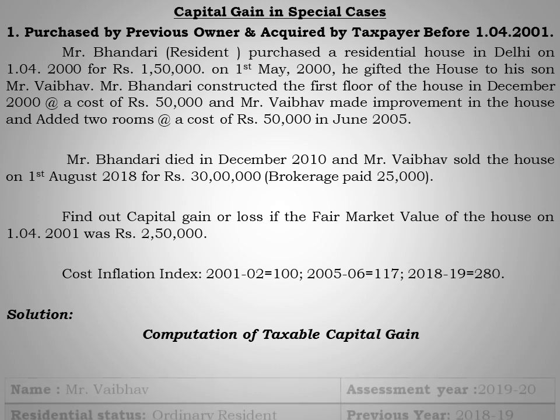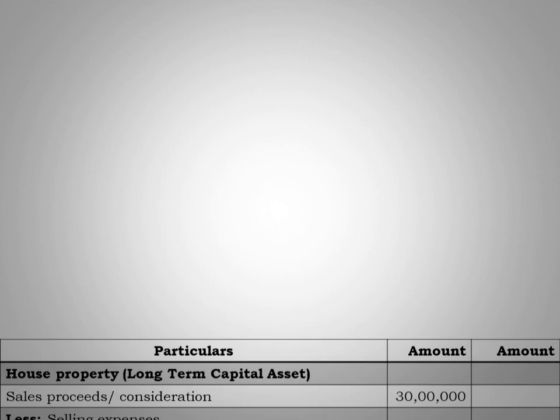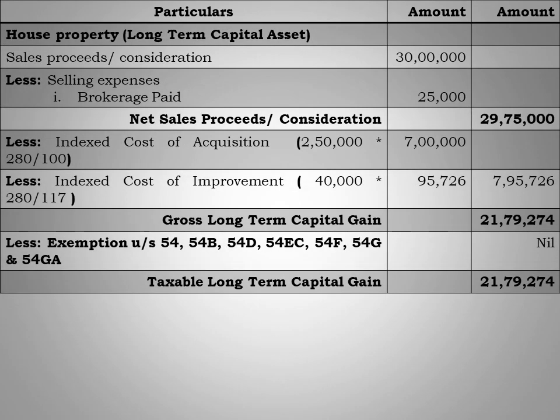So the basic information we have to provide: name of the assessee, that is Mr. Vaibhav, and his residential status is ordinary resident, and for us the assessment year is 2019-20 and the previous year is 2018-19. Okay, let us go with the solution. So here comes the solution part. Here the asset is considered a long term capital asset. Why? Because the holding period is more than 24 months in case of the taxpayer also. And the name of the long term capital asset is house property.